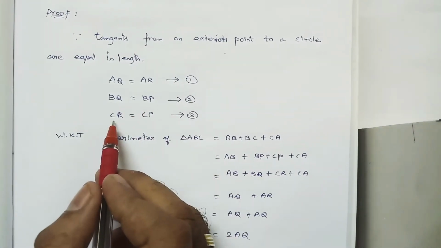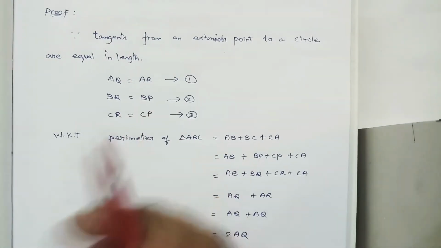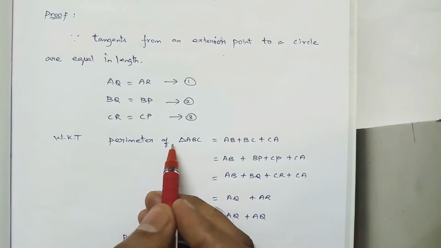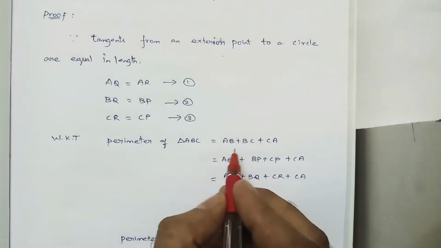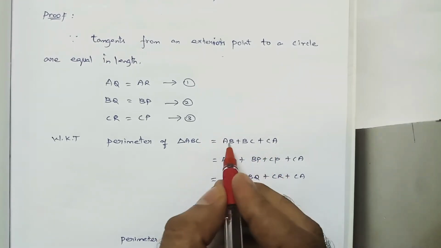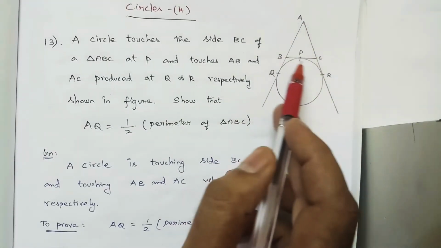Equation number 2, from the external point C, CR is equal to CP. Equation number 3. We are having 3 equations, right? So we know the perimeter of triangle ABC. What is the formula for the perimeter of triangle ABC? It is the sum of the 3 sides of a triangle. So AB plus BC plus CA, right?